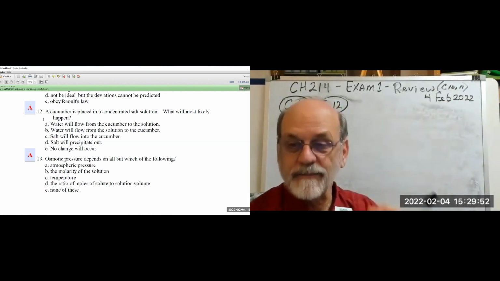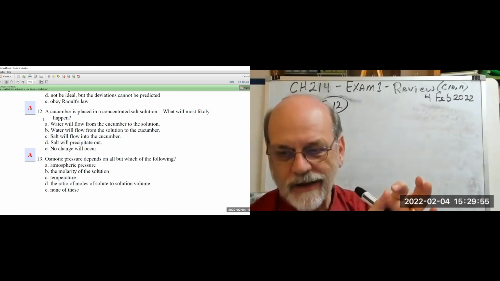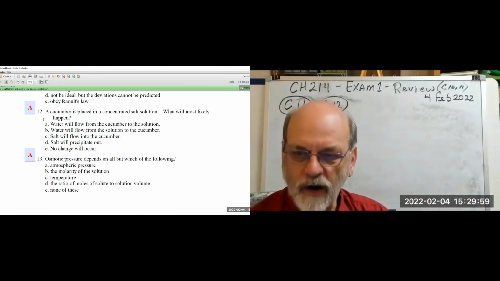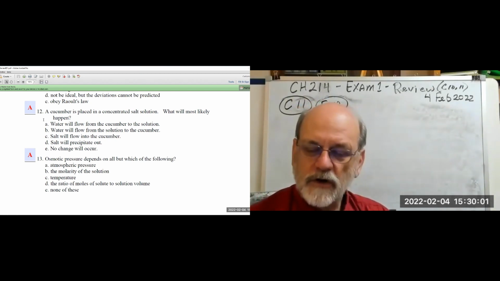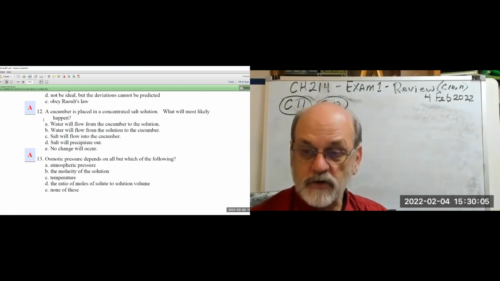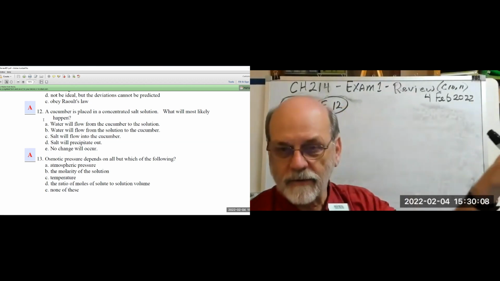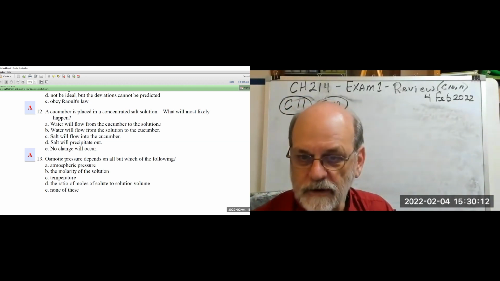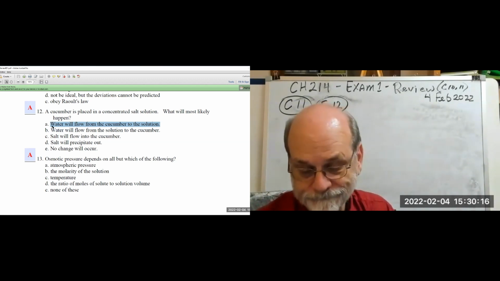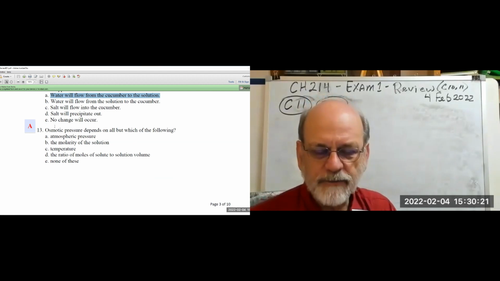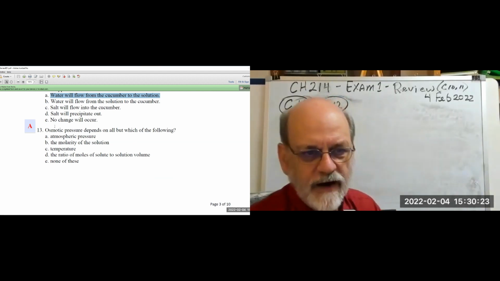What can pass the membrane of a cucumber cell? Water. So which way is the water going to go? Water is going to go toward the more concentrated solution. It's going to go out of the cell. So water will flow from the cucumber to the solution. That's the answer. A. How about 13? Osmotic pressure depends on all but which of the following?